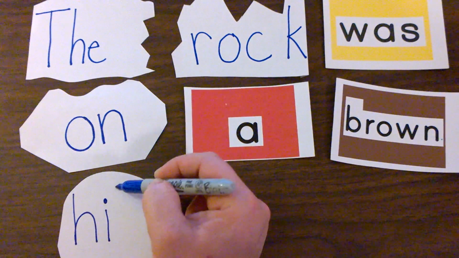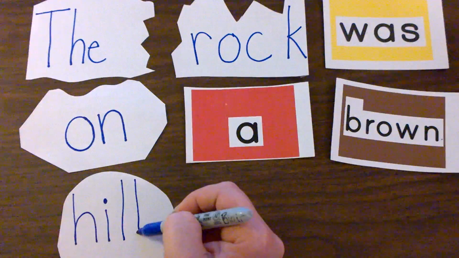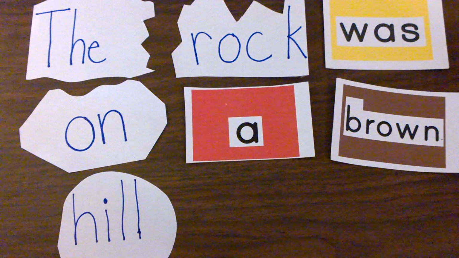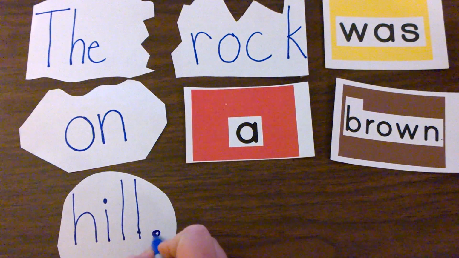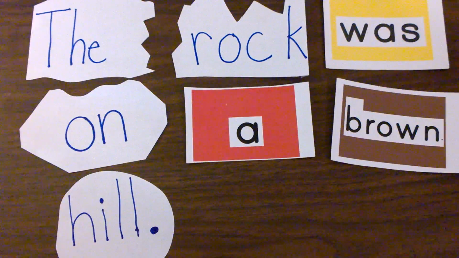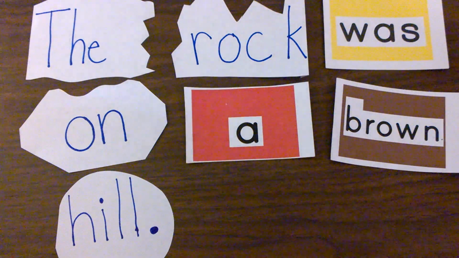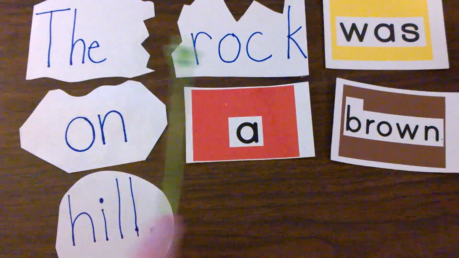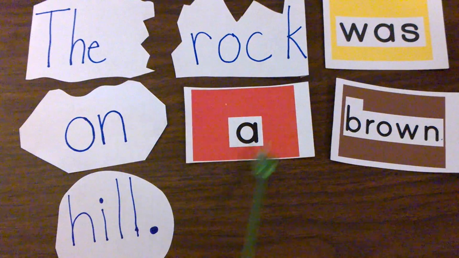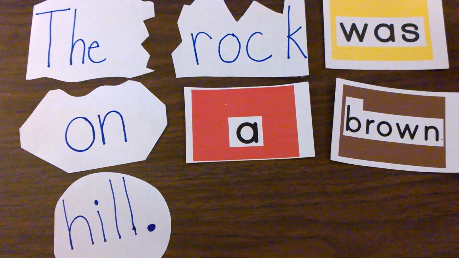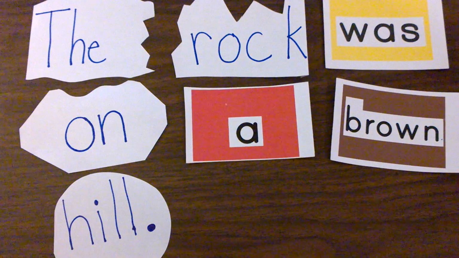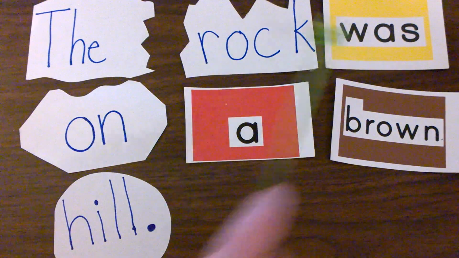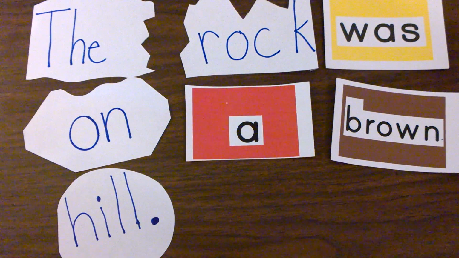H, i, ll, hill. We can't forget our punctuation at the end of the sentence. Now let's read this sentence we've written with our sight words. The rock was on a brown hill. Now read it more fluently with me. The rock was on a brown hill.